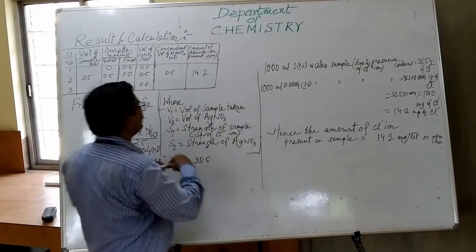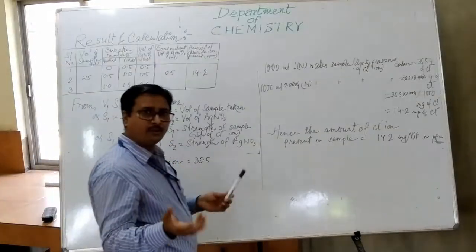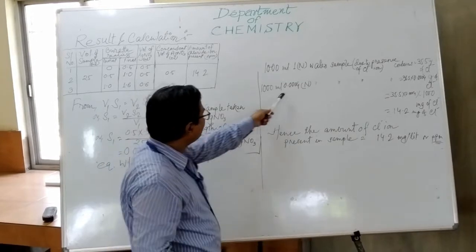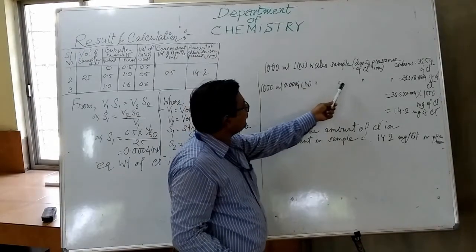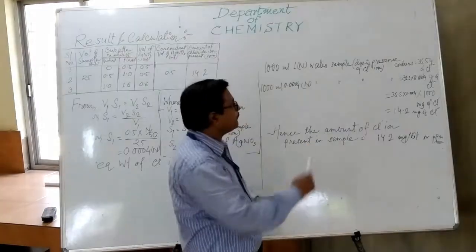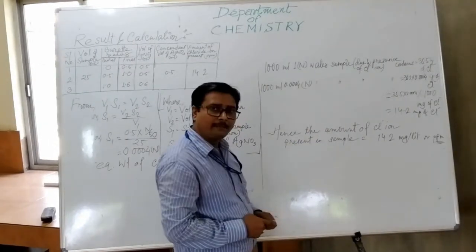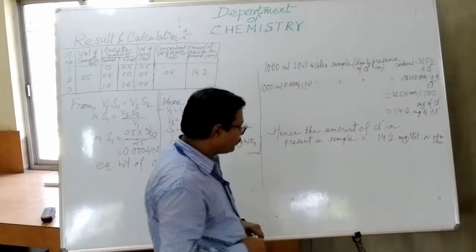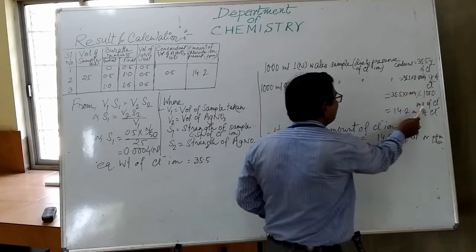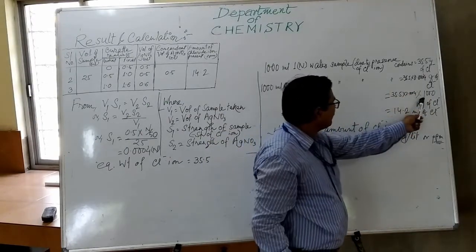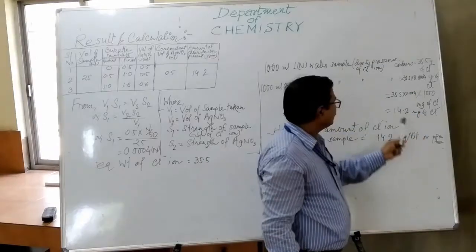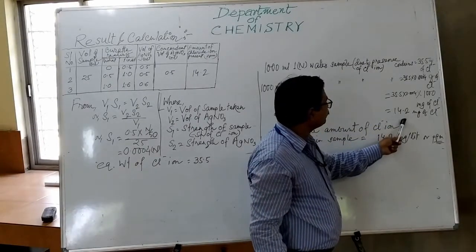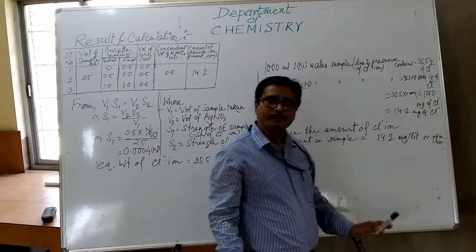Maybe whenever you do the practical, your reading will be different. So you have to put that value. That much normal of water sample contains how much? 35.5 into that grams of chloride ion. Now you have to convert the gram to milligram. How? By multiplying 1000. Now the result is coming 14.2 milligram of chloride ion. It's very simple.